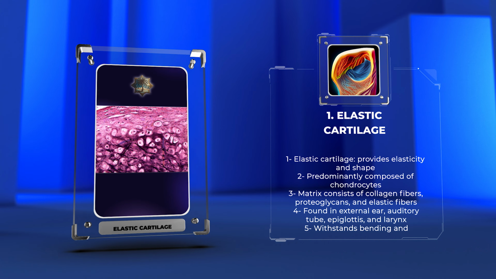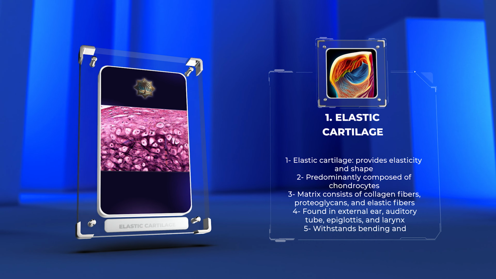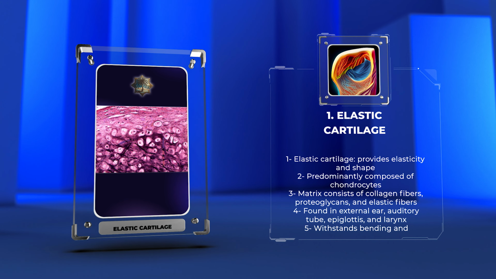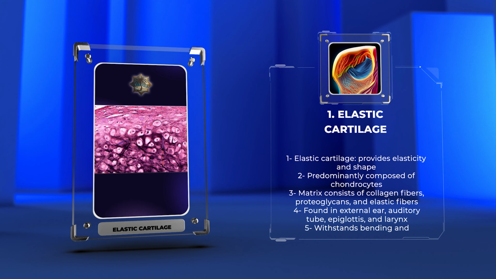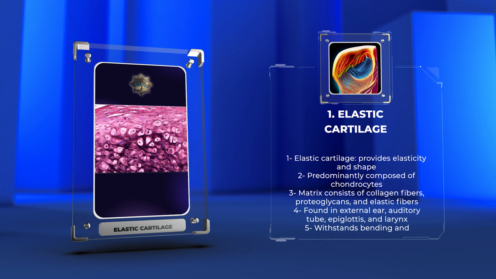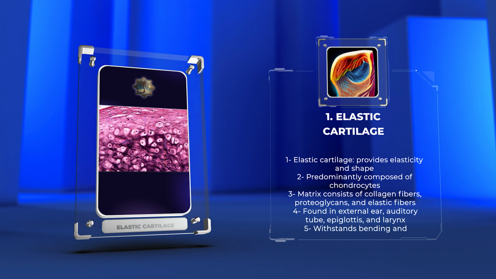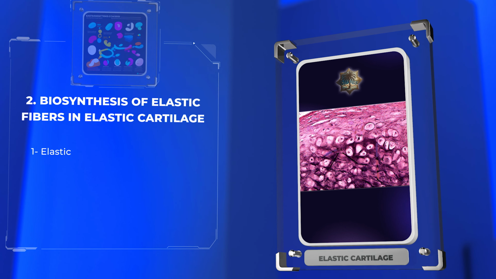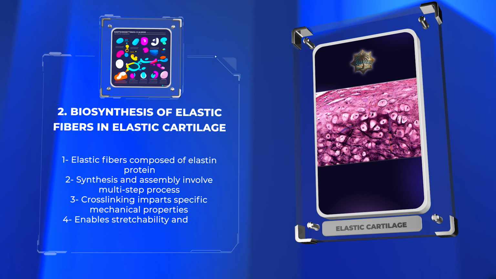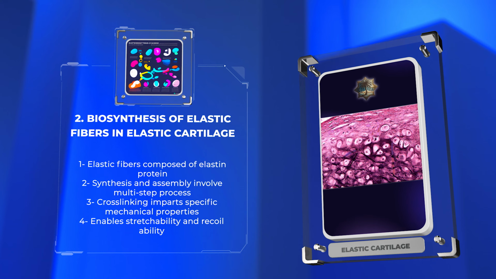Elastic cartilage is found in several locations within the body, such as the external ear, pinna, auditory tube, eustachian tube, epiglottis, and the larynx. Its unique composition allows it to withstand repeated bending and deformation without undergoing permanent damage. Elastic fibers in elastic cartilage are primarily composed of the protein elastin, which confers elasticity and resilience to the tissue.